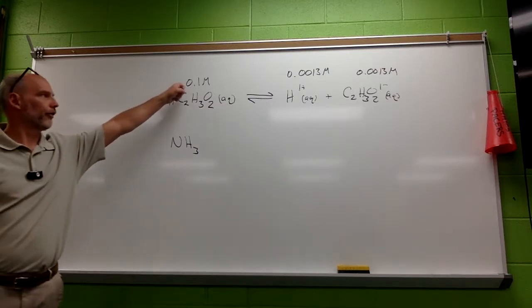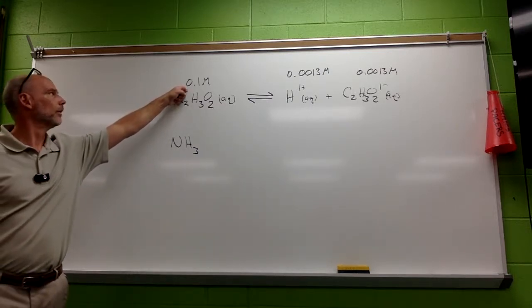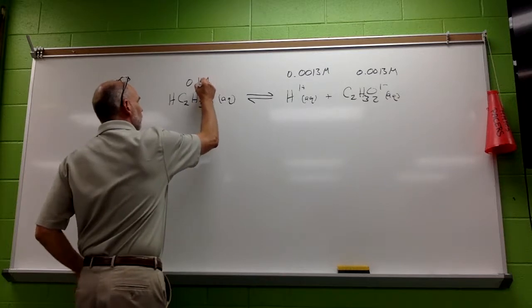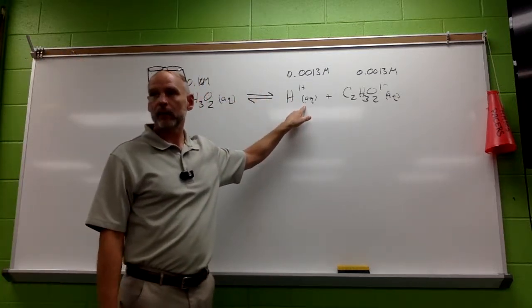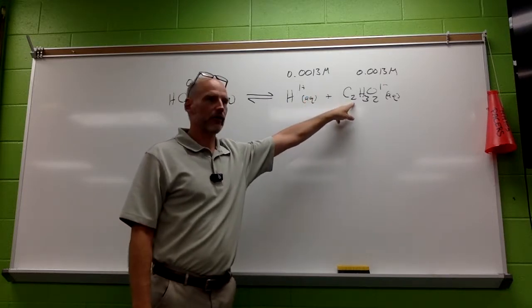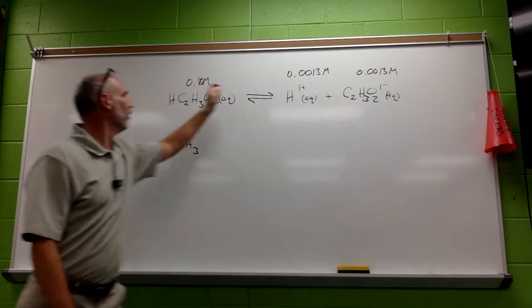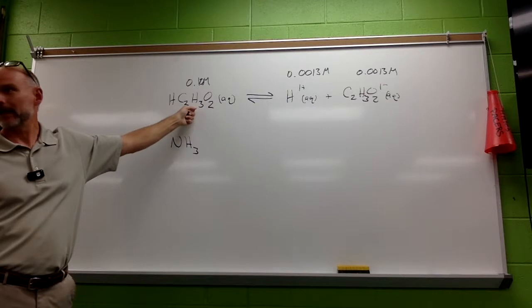So if I were to dissolve this in water, this is the concentration of hydrogen ion that would result. This is the concentration of the acetate ion that would result. This is the concentration of the acetic acid that would result.